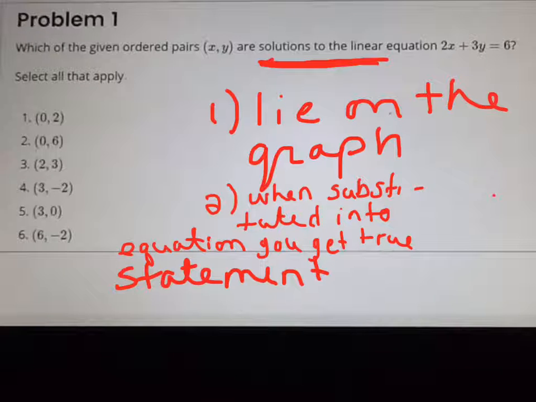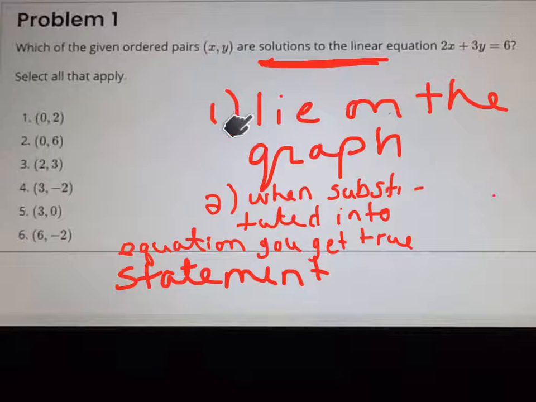Okay, so I am supposed to figure out which ordered pairs, x, y, down below are solutions to the equation 2x plus 3y equals 6. Two things have to be true in order for an ordered pair x, y to be a solution to a linear equation. First, they have to lie on the graph. They have to lie on the line 2x plus 3y equals 6. If they don't lie on the line, then they're not solutions to the equation. Second, when you substitute these into the equation, you have to get a true statement.